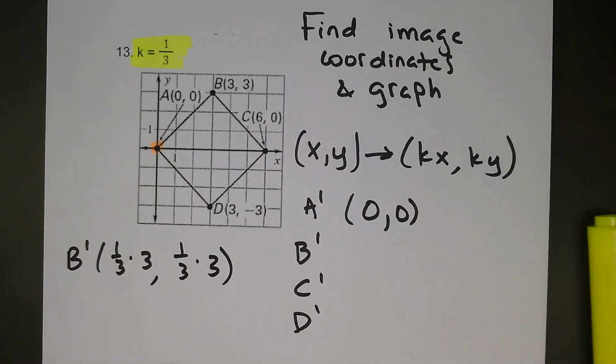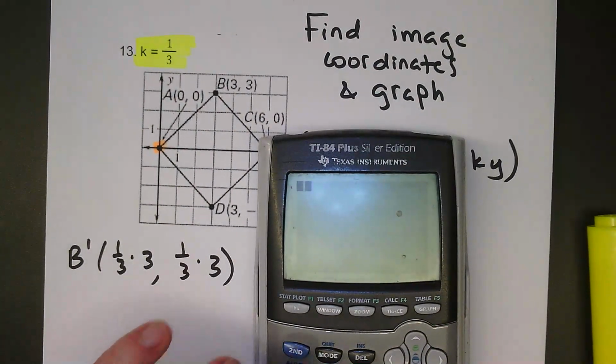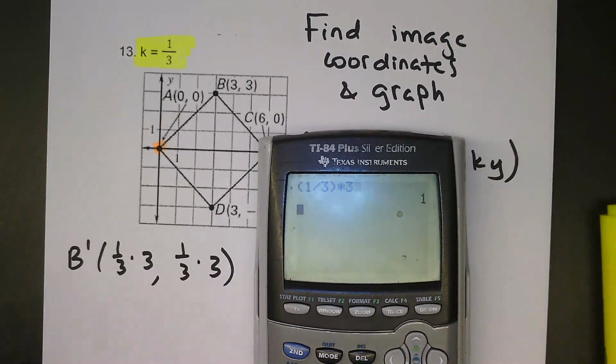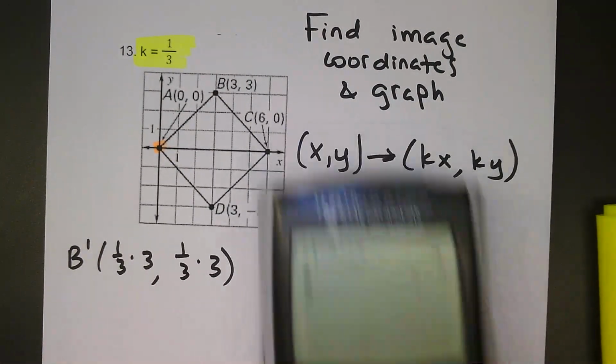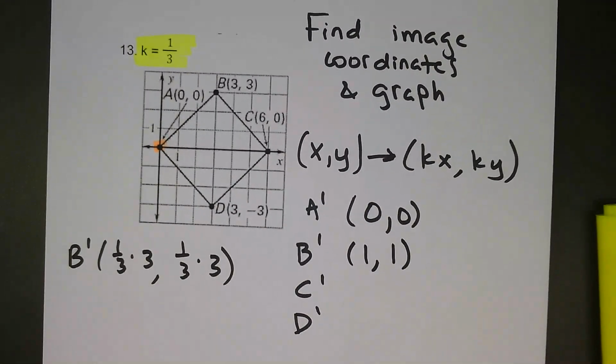Now these numbers are nice. You can likely do this in your head. 1/3 of 3 is 1. But if you don't feel comfortable with that, you can always use the calculator. 1/3 is just a fraction. I always enter it as a division problem in parentheses. So 1/3 times 3, and you can see it gives me 1. So my b prime is going to be 1, 1, right? Because I do that process twice.